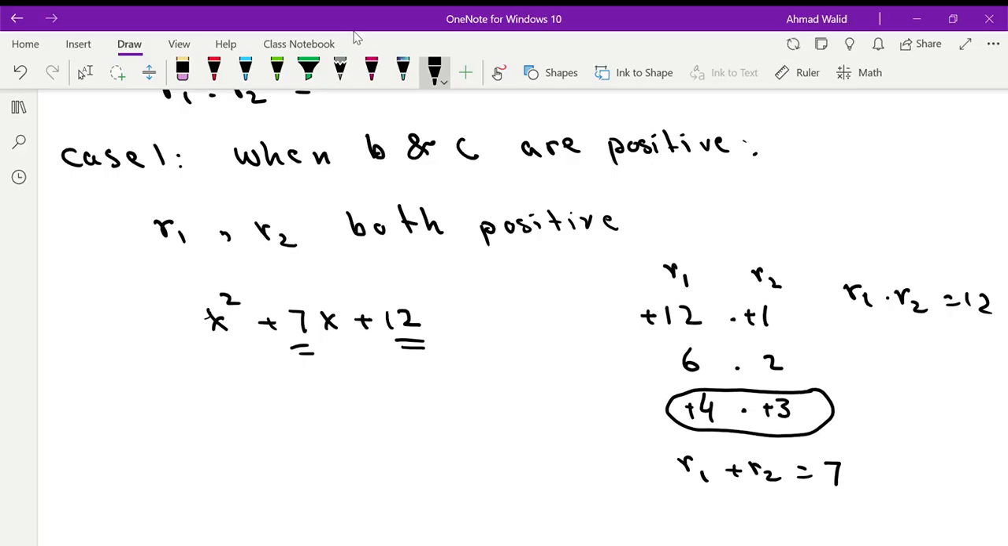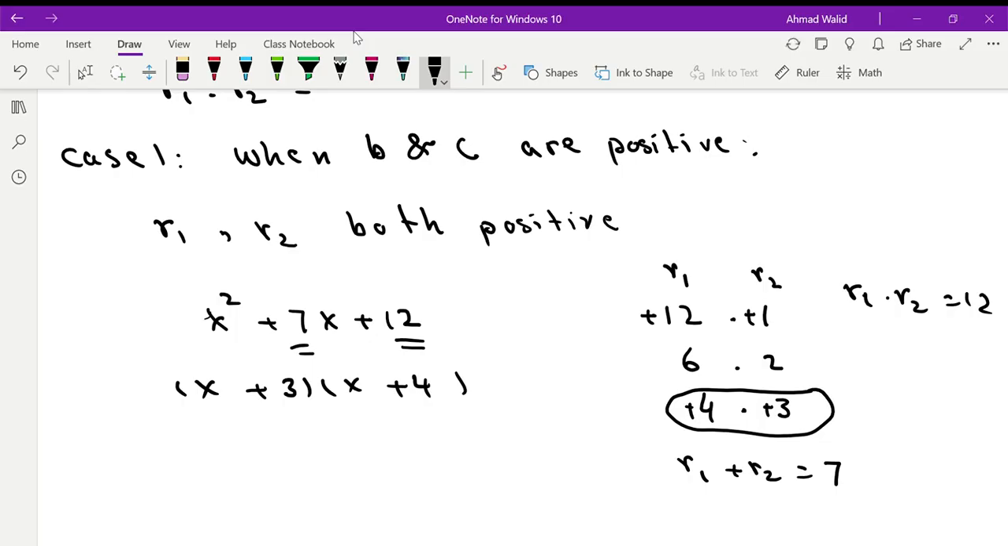Now factoring is easy. Immediately open two parentheses here. Put X here and X here. Both numbers are positive, so both parentheses are positive. What are the numbers? 3 and 4. Here you go, you factor it out. It's not that difficult.